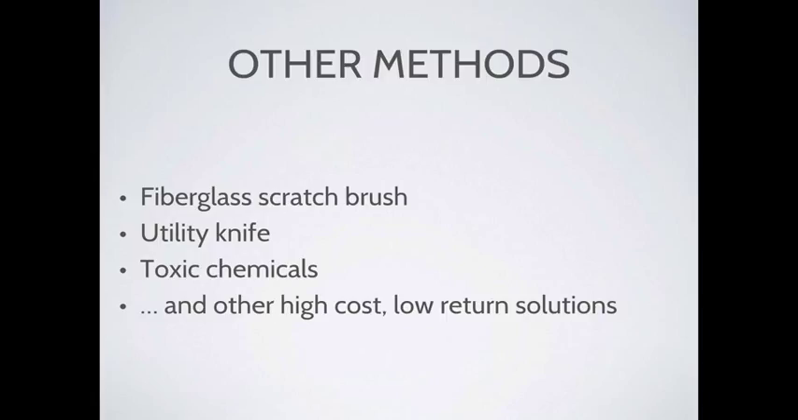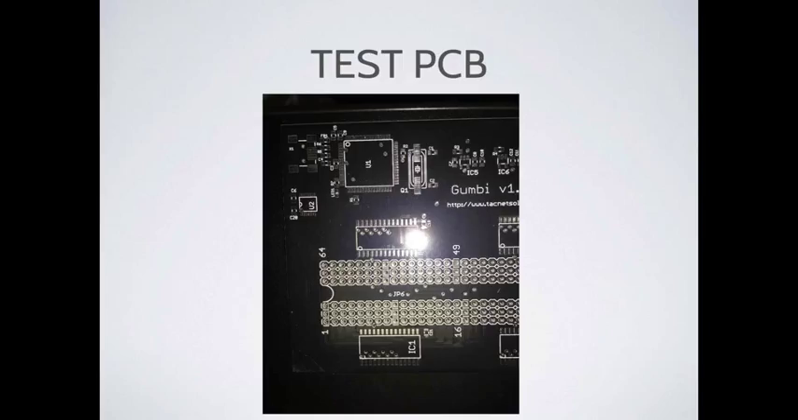A utility knife, you can use that, but it's really abrasive when you try to start etching off the solder mask. It's just not going to work. Toxic chemicals, we couldn't do it in the building, but it's something we might consider trying for the class. It won't be in here, it might be outside, or I might try to show you guys how it might work. And other really high cost, low return solutions like CNC milling, sand blasting, and laser ablation. It's crazy, but if you have the money and you want to try it, go for it, but we can't do it.